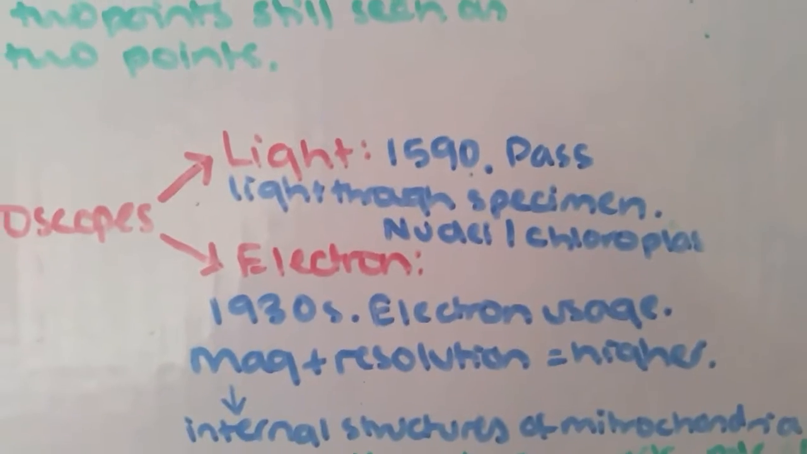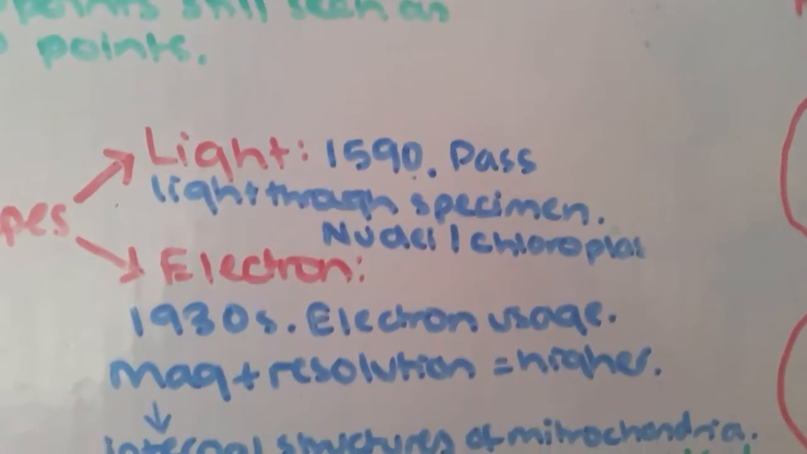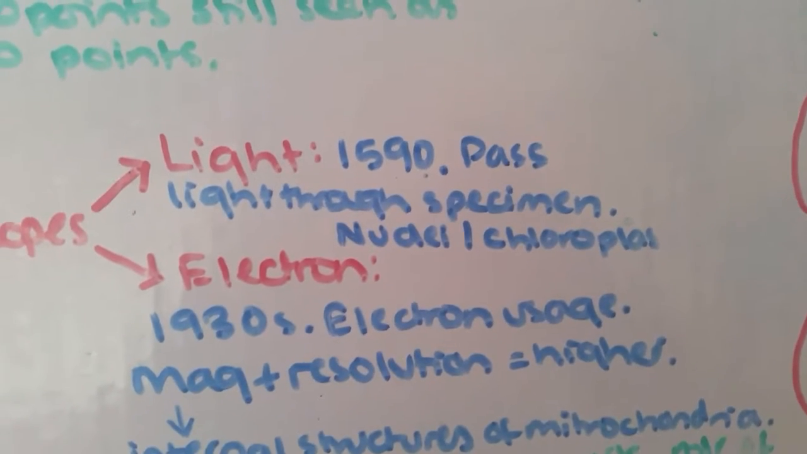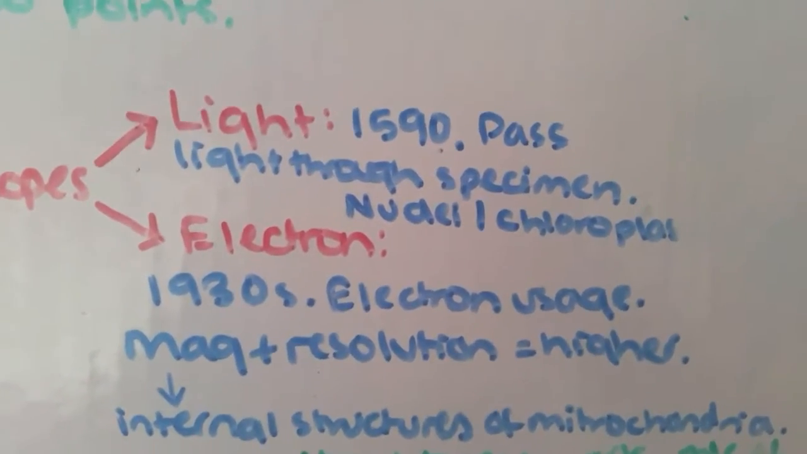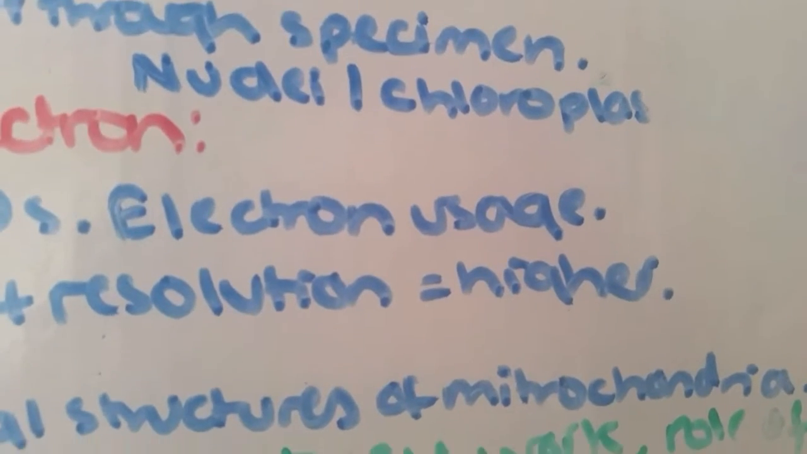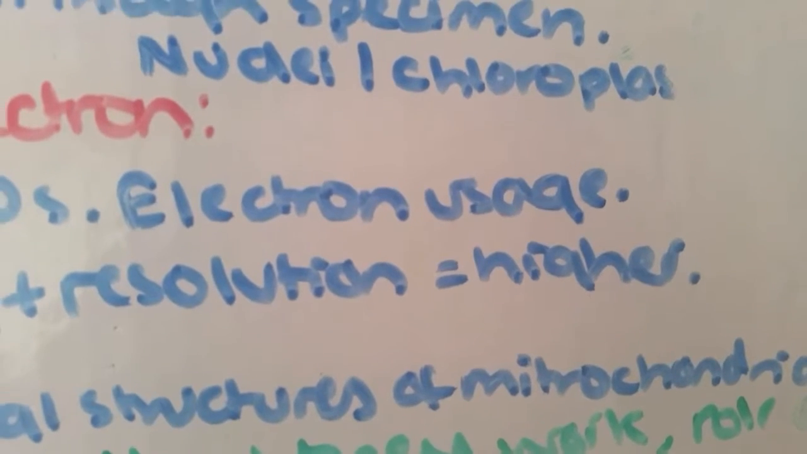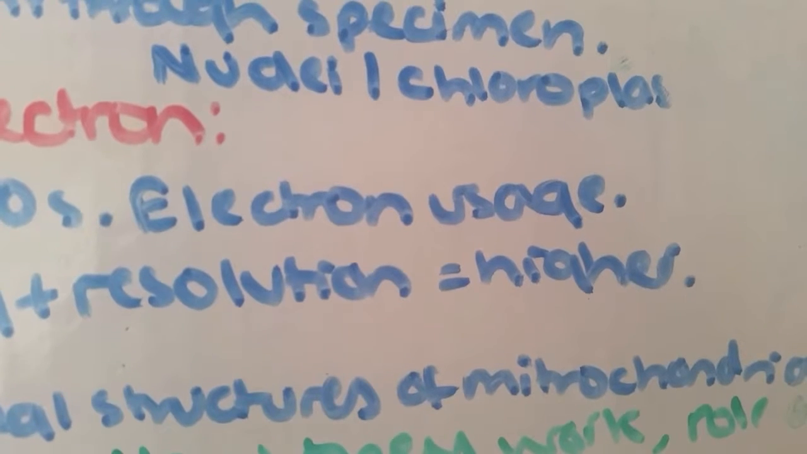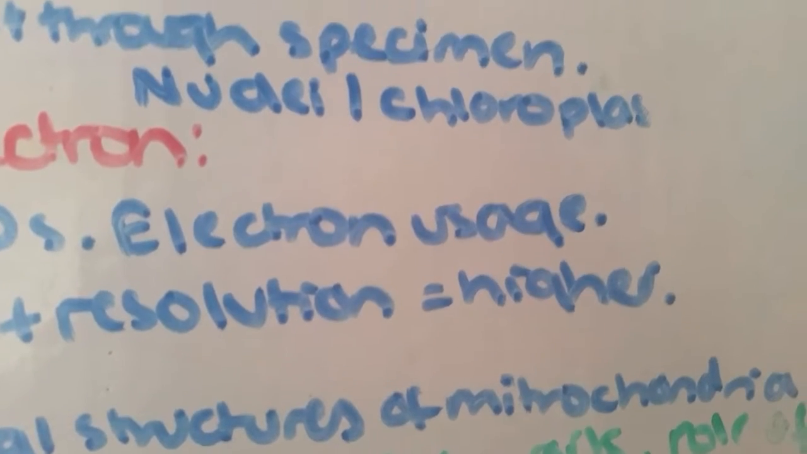What do they do? They pass light through a specimen. So say, for example, if you have a certain specimen on your stage, then the light microscope will pass a light ray through your specimen. What does it allow you to see? Things such as nuclei and chloroplasts. So what are these things? They are rather larger internal structures of certain cells, so they're larger cellular components.